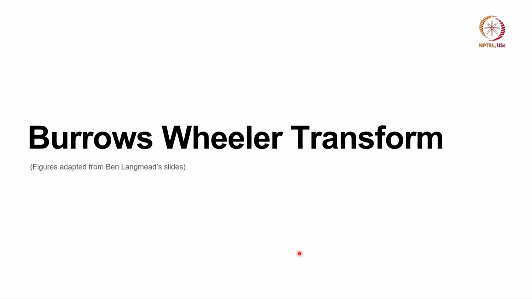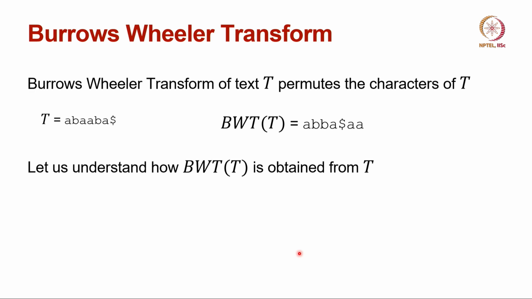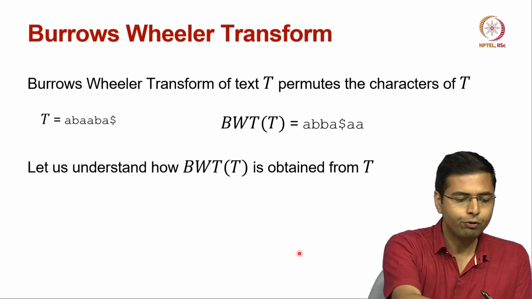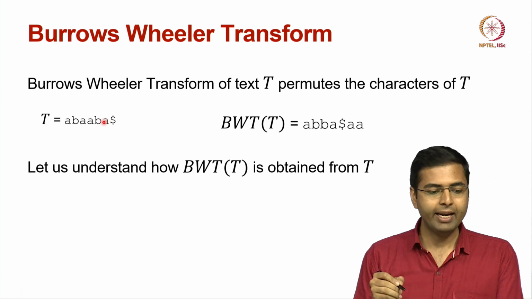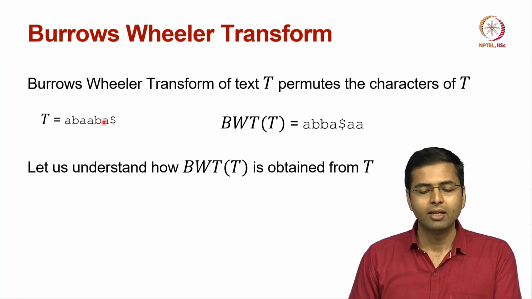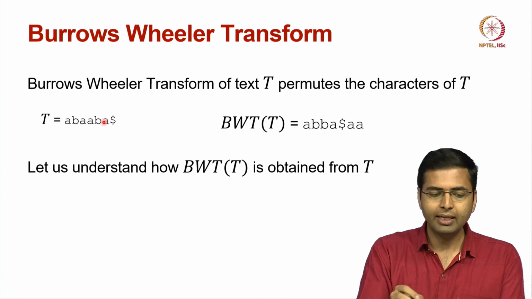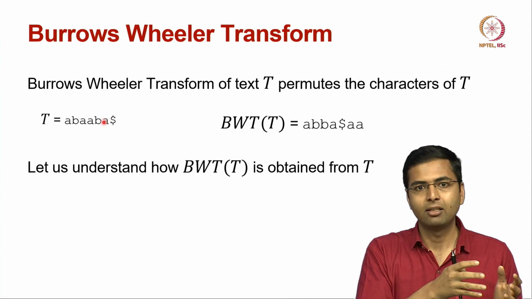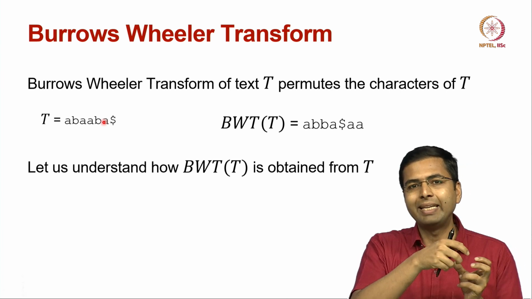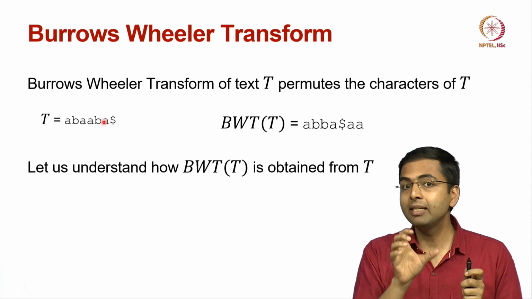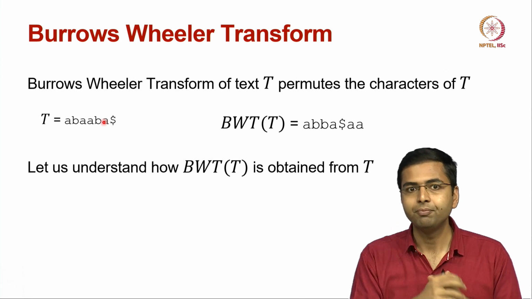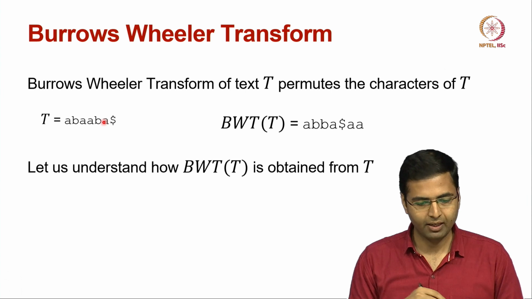So let us look at the data compression technique that is known as Burrows-Wheeler transform. At a high level, the Burrows-Wheeler transform takes the text T and just permutes the characters of the text T. For example, if you have text T A B A B A dollar, then what Burrows-Wheeler transform would do is it will permute, or shuffle, the characters of this text in some way. We will discuss how exactly that permutation is achieved in the next slides.